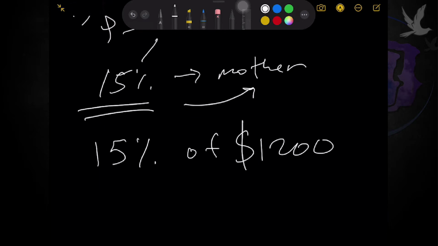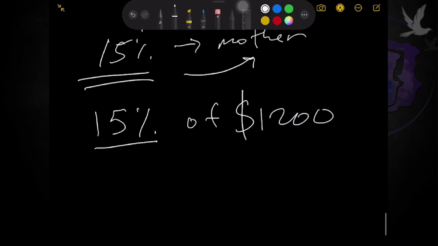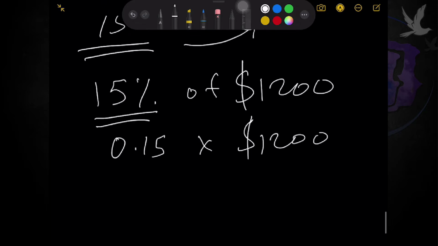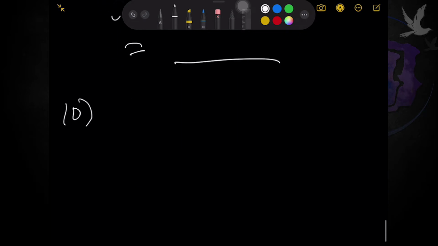Ganun lang. Okay? So, again, converting this, that's 0.15 times 1,200. Then that's your answer for number 9. Kasi kung ang tinanong sana is how much money does Rita have left after giving that certain amount sa mother, we take the opposite of 15% out of 100, which in that case is 85%. Pero in this case kasi ang hiningi lang is talaga yung sa mother. Okay.